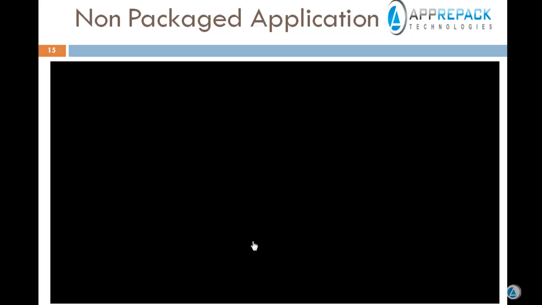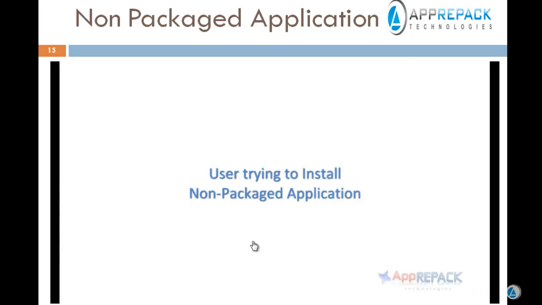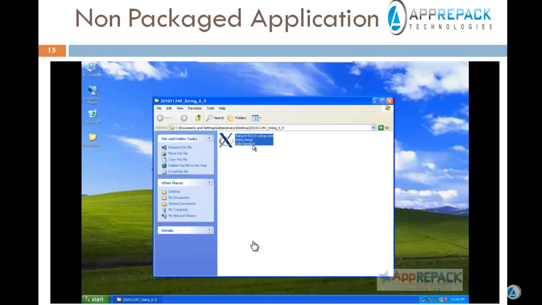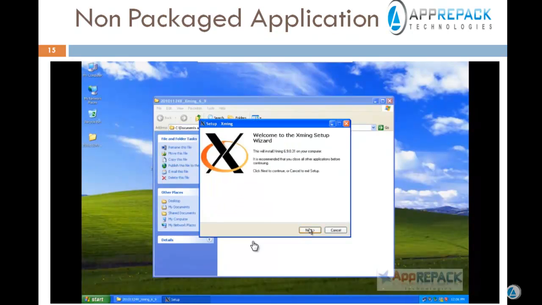Let's see how an application installation will look if it is a non-packaged application. The user is trying to install a non-packaged application. That's a setup file, an executable. You can see the extension of the file, it's .exe. The user triggers the installation by double clicking it, and you can see the dialogs.